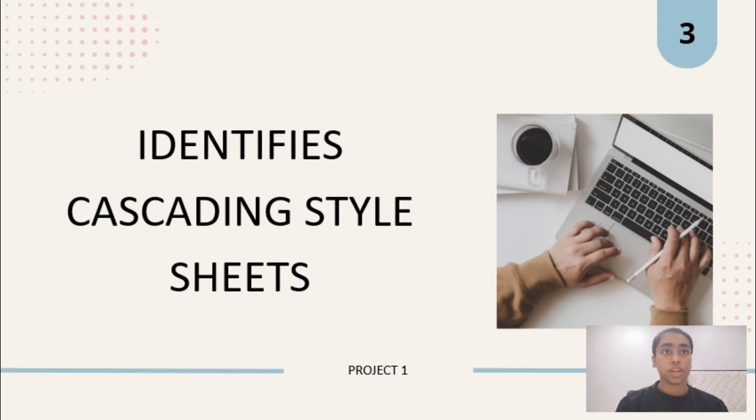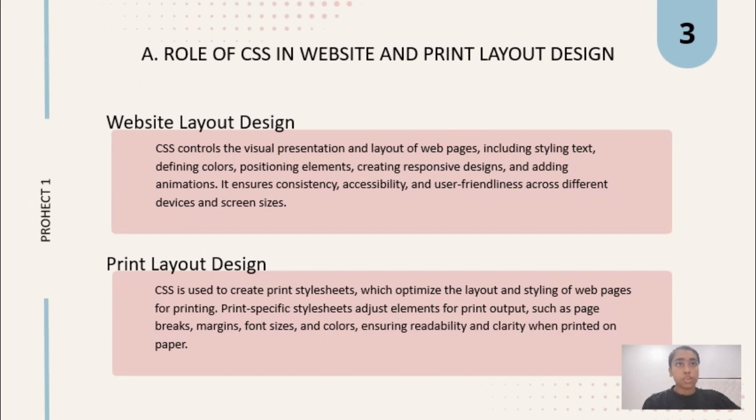I'm going to explain about identifying Cascading Style Sheets. A. The role of CSS in website and print layout design. Website layout design: CSS controls the visual presentation and layout of web pages, including styling text, defining colors, positioning elements, creating responsive designs, and adding animations. It ensures consistency, accessibility, and user-friendliness across different devices and screen sizes.